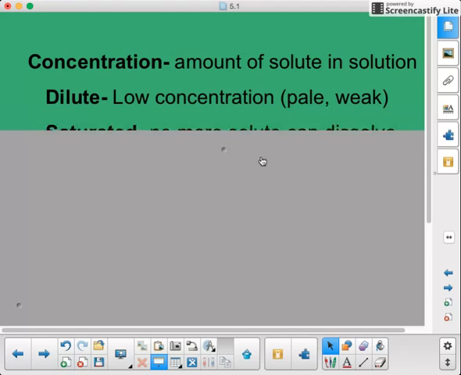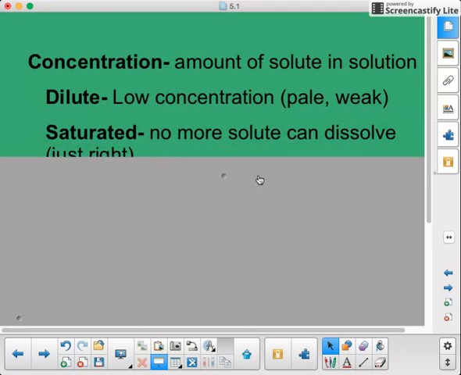Then if you keep adding powder, you'll get to a point where no matter how much more you add and how long you stir, you can never get the solute to dissolve. That solution is called saturated. It might taste just right if it's a beverage that you're mixing.